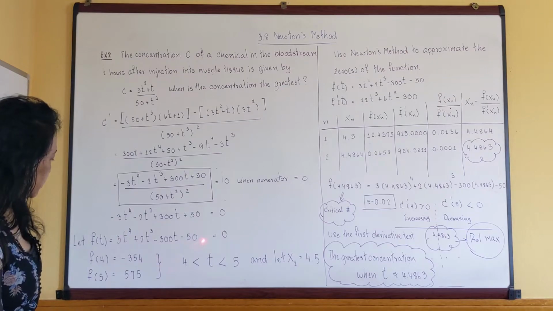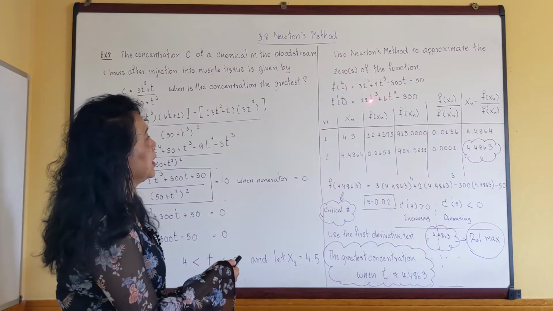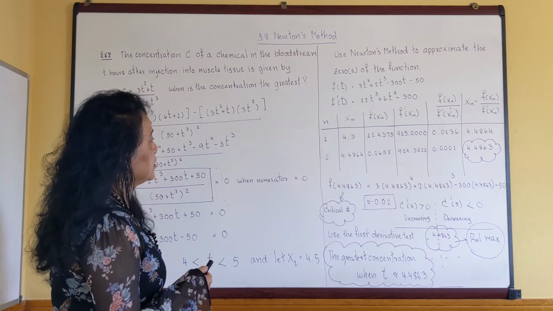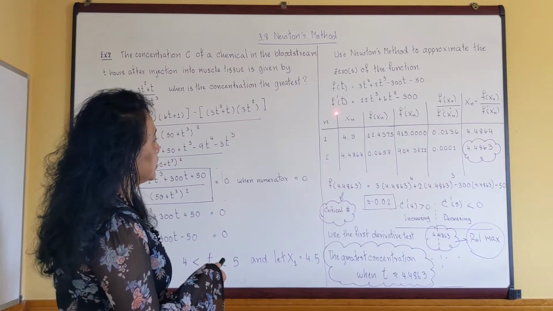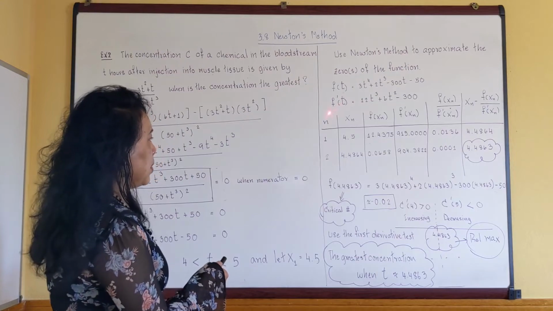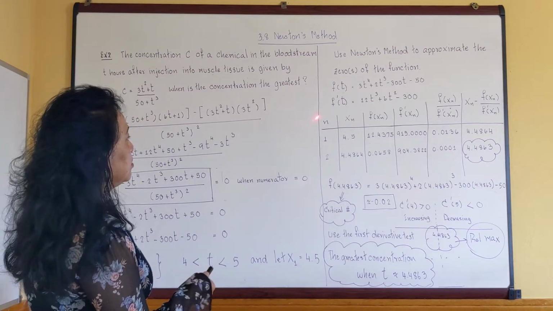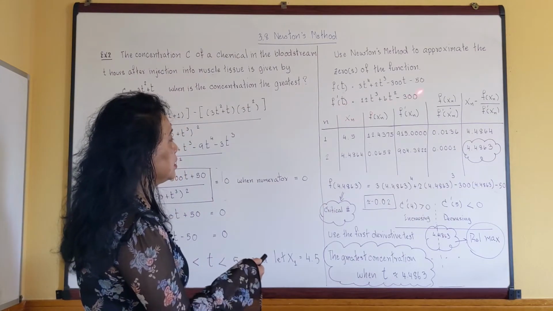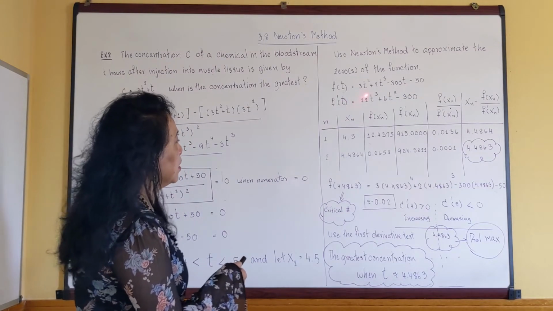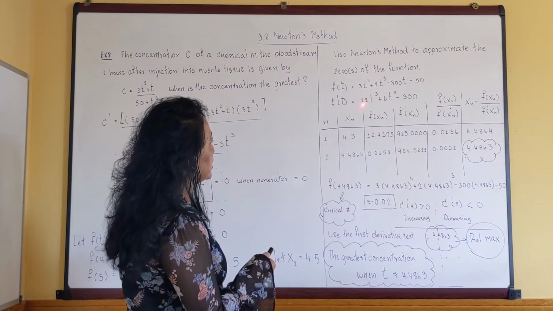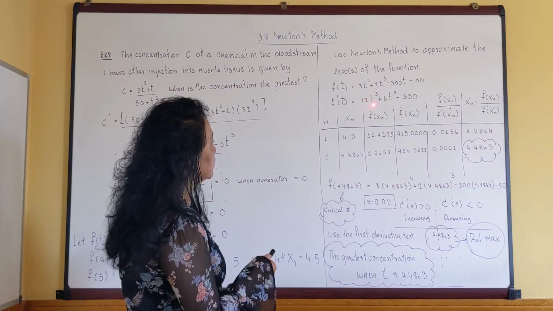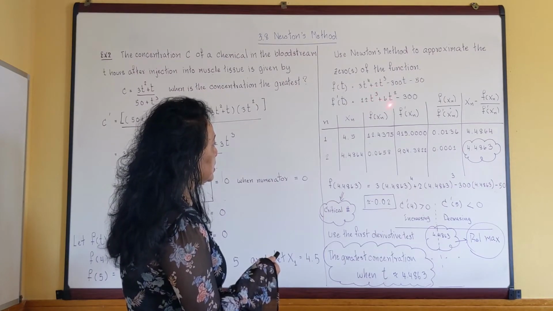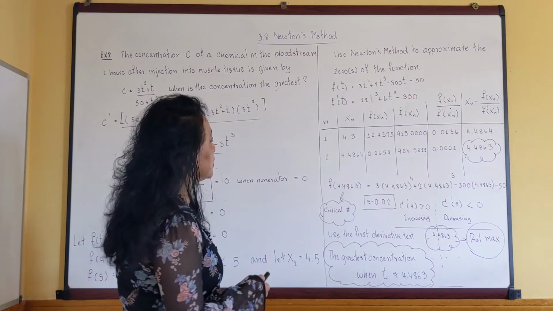Again, I'm going to start from this function over here. Use Newton's method approximation to find the zero of a function. I take the first derivative. Remember, this and C prime are not the same thing. They're two different things. This one I use just to find the zero. Taking the derivative of this, I have 12t cubed plus 6t squared minus 300.